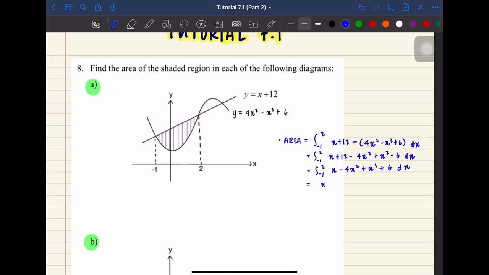So integrate x is x squared over 2 minus 4x cubed over 3 plus x to the 4 over 4 plus 6x. So integrate from negative 1 until 2. So you substitute 2 minus you substitute negative 1. You're going to get the final answer in unit square. Okay, siapkan.